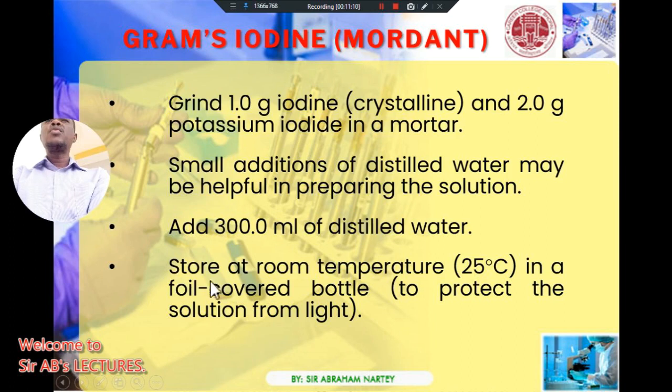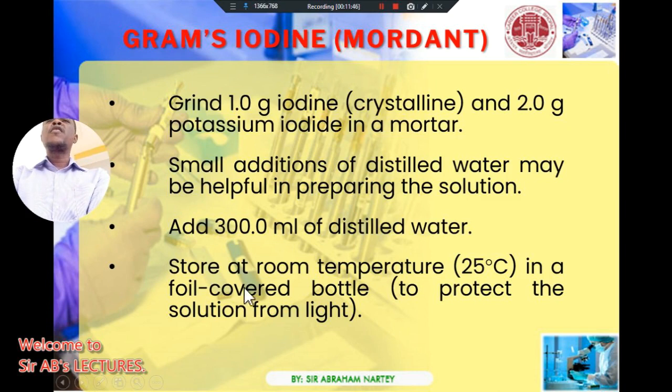When you are storing this in the beaker, you have to cover it with aluminum foil, that is, a foil-covered bottle, so that it will protect it from light exposure. This iodine is going to fix the primary dye. Iodine is also sensitive to light. So when we allow interference of light with this iodine, it is going to destroy the potential of fixation of the iodine. So you have to cover it with a foil.